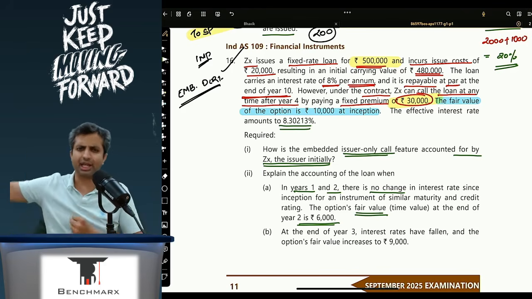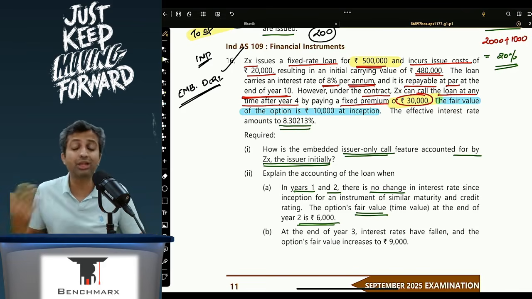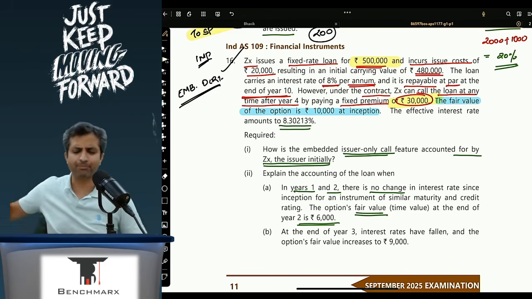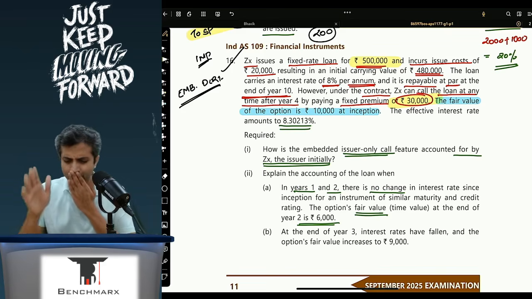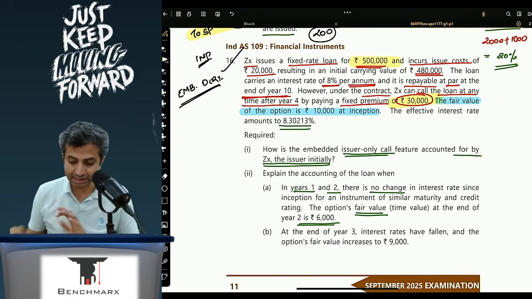But if the rates of interest rise or if the rates of interest remain the same, the option will not really have a higher value, though because time passes there can be a change in the value. Whatever be the reason, the option's fair value is falling from 10,000 to let us say 6,000.